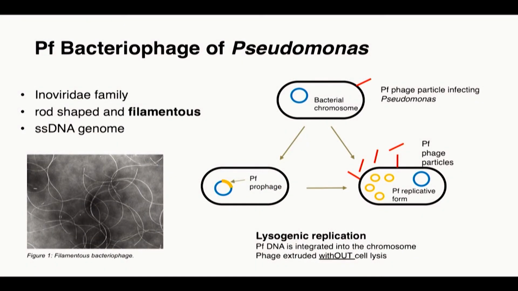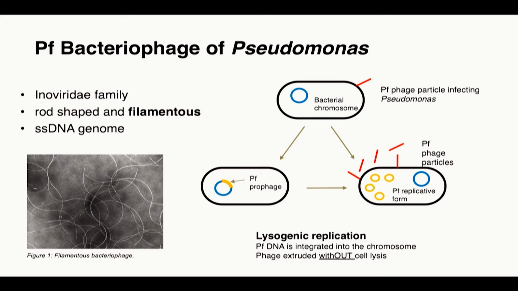So PF bacteriophage, and PF stands for Pseudomonas filamentous phage. It's a bacteriophage that's present in Pseudomonas. This is not a talk about phage therapy. This is not something we're giving to patients. This is something that's present in Pseudomonas. And the story I'm going to tell you today is about how we think it's actually more of a virulence factor of Pseudomonas and actually helps set up infection and promotes chronic infection in Pseudomonas.